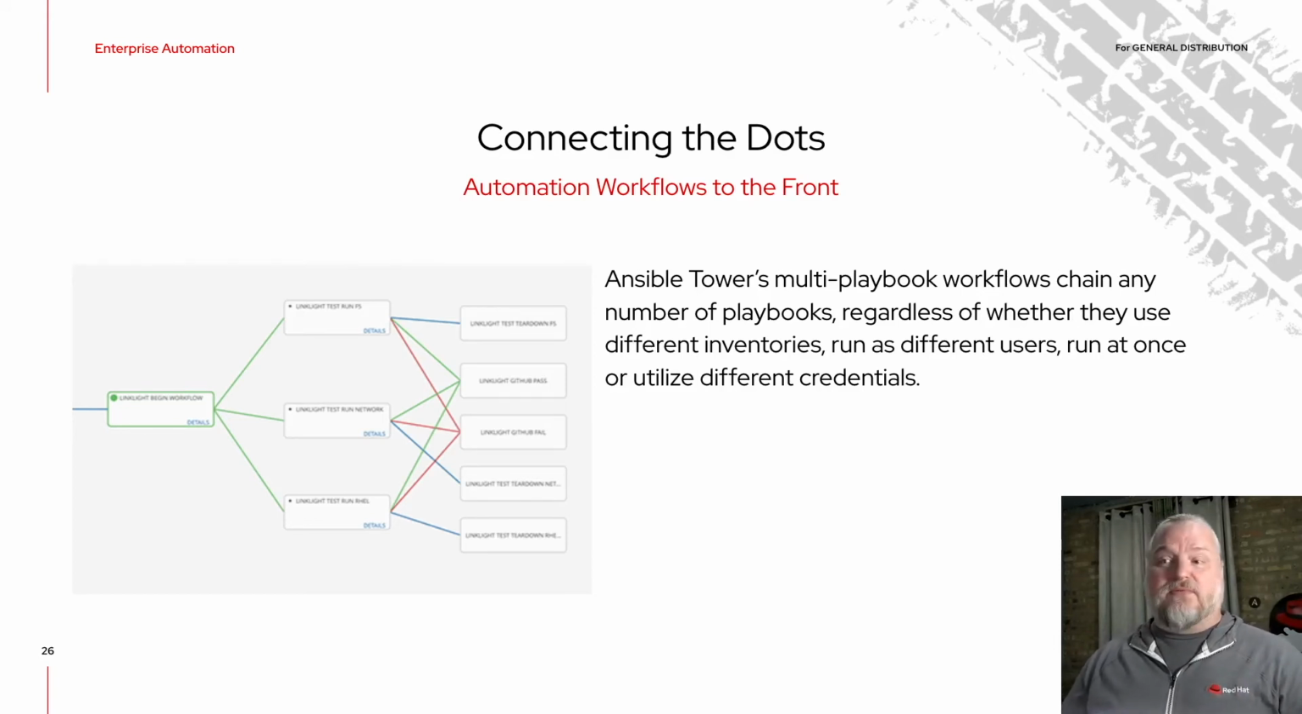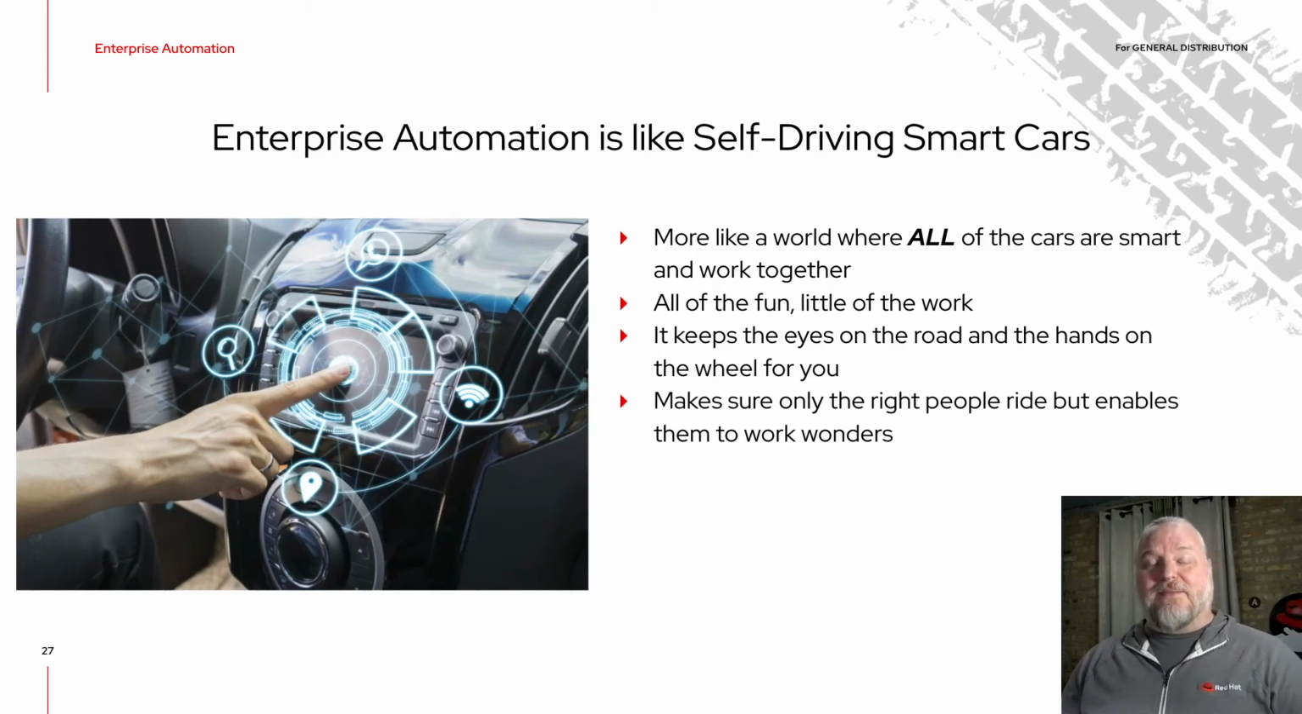Enterprise automation is like self-driving smart cars. But it's more than that. It's more like a world where all of the cars are smart and they all work together. It's all of the fun and not a whole lot of the work. It keeps the eyes on the road and the hands on the wheel for you, and it makes sure that the right people ride, but enables everyone to work wonders.